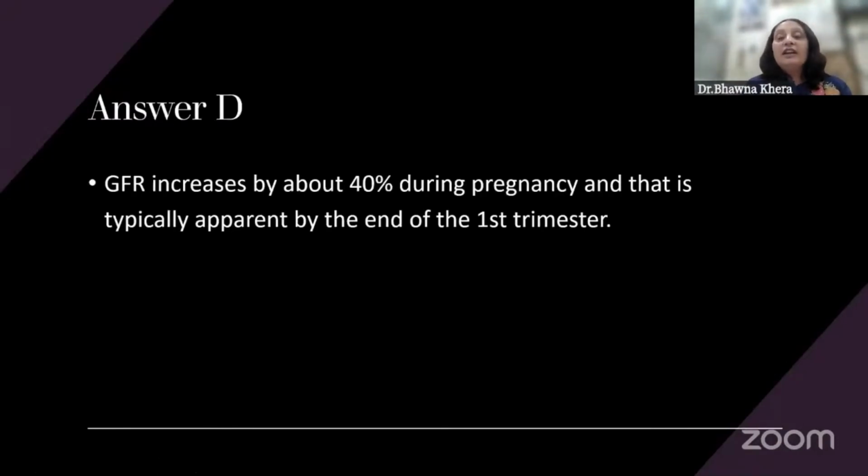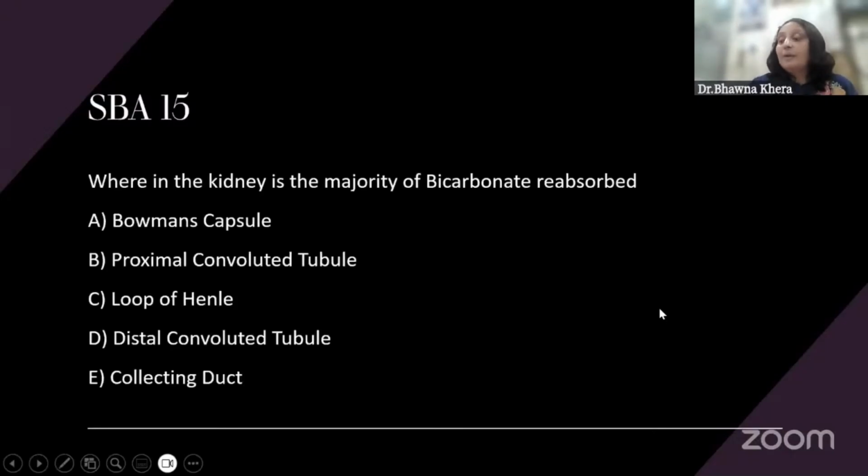GFR increases by about 40% during pregnancy, and that is typically apparent by the end of the first trimester. So that's the correct answer. So, renal changes in pregnancy are very, very important. Renal physiology, what increases, what decreases, are very important points for exam questions.